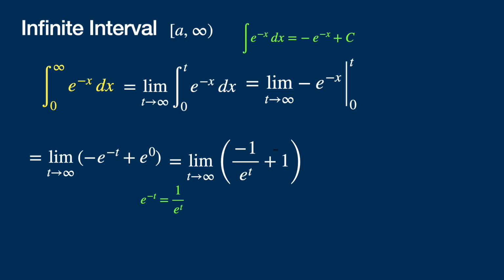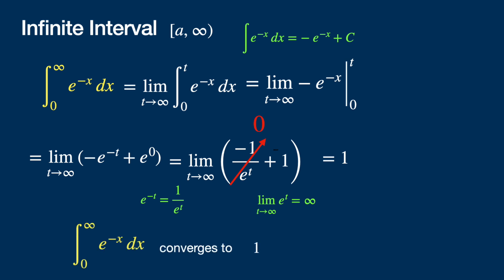What happened, guys? As t approaches infinity, e to the t goes to infinity. So 1 over e to the t goes to 0, guys. That should go to 0 because e to the t goes to infinity. So this limit is 1. What is the conclusion? We evaluated the improper integral. Now we're gonna say the integral from 0 to infinity of e to the negative x dx converges to 1. That improper integral has the value 1, meaning it converges, because it has a limit.